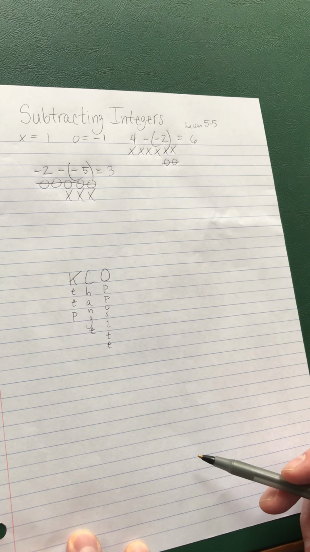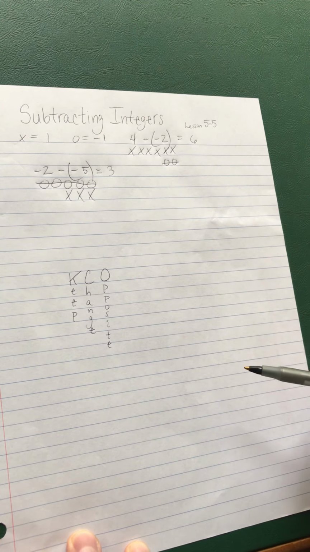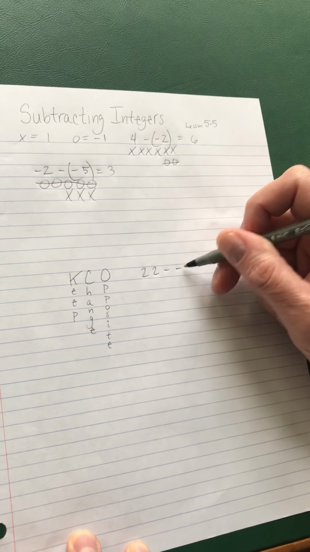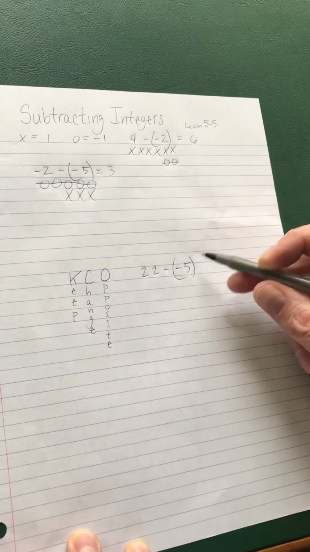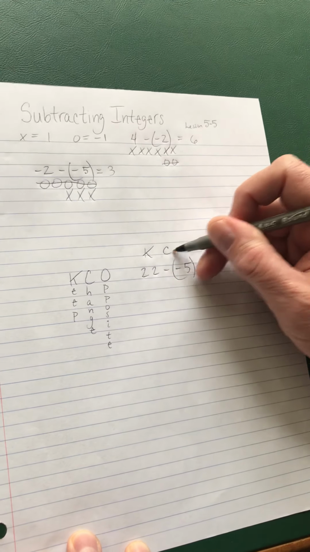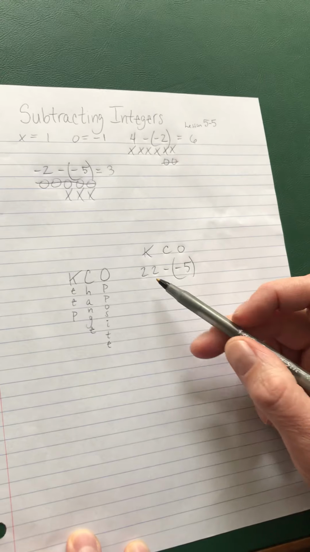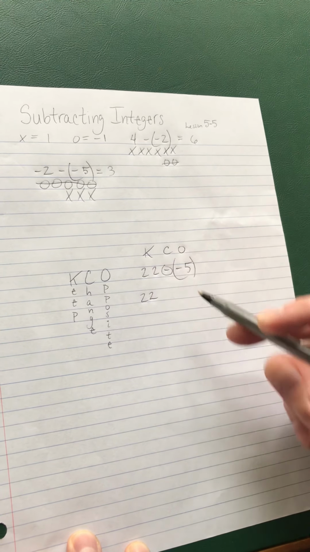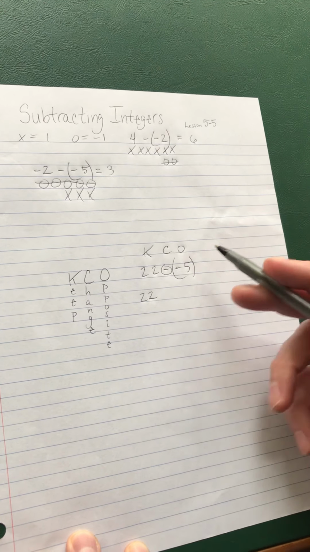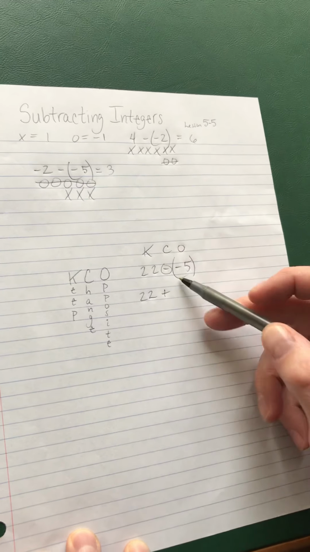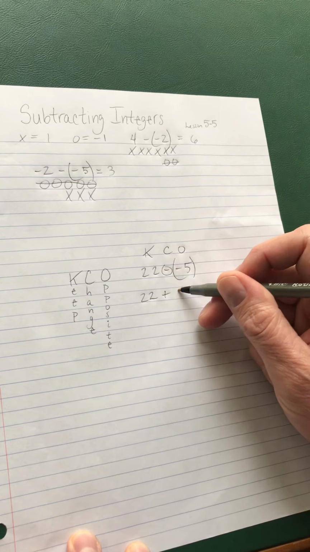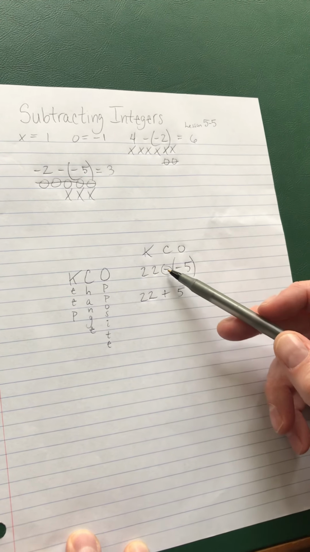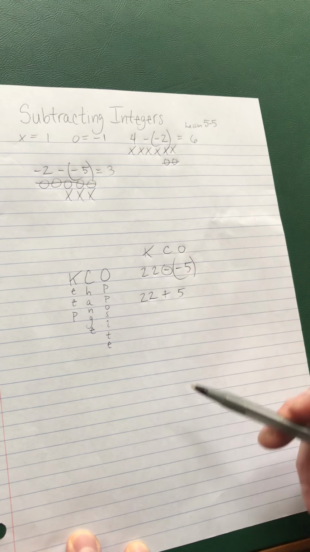So let's say we've got the problem that we were just talking about before. 22 minus -5, okay? So right above, we're going to write KCO. So we're going to keep the 22. I always like to circle the subtraction. We're going to change the subtraction to addition, and then the opposite of -5 is 5. So now we've changed our subtraction problem to an addition problem.